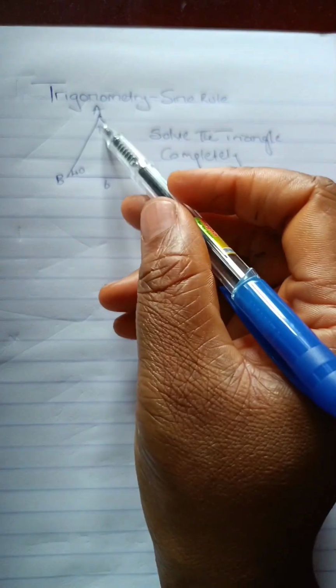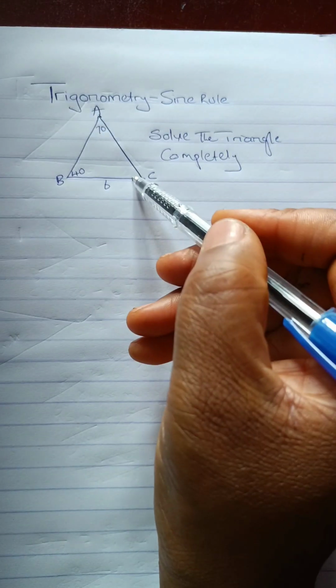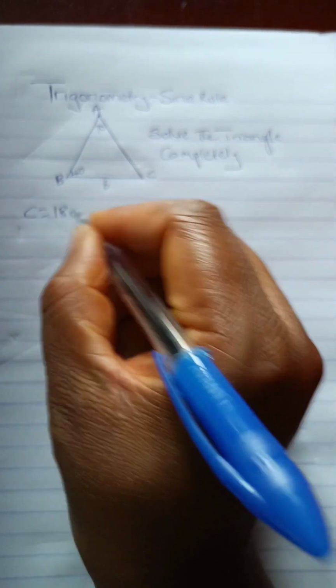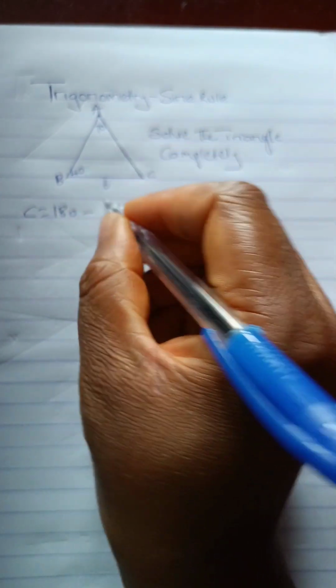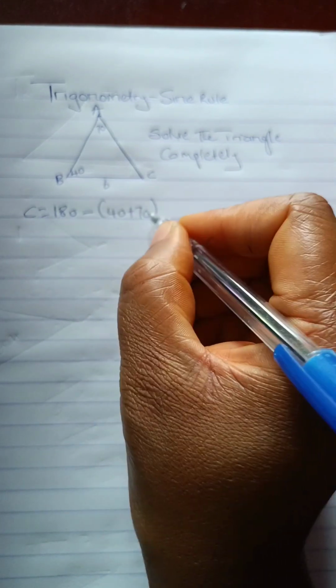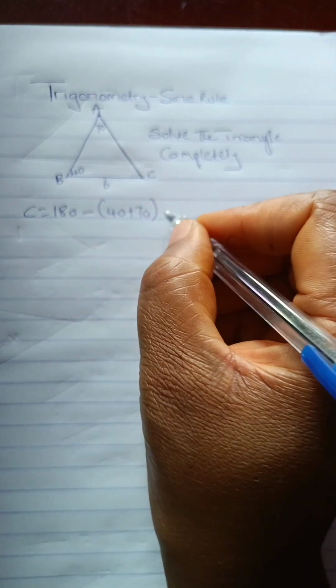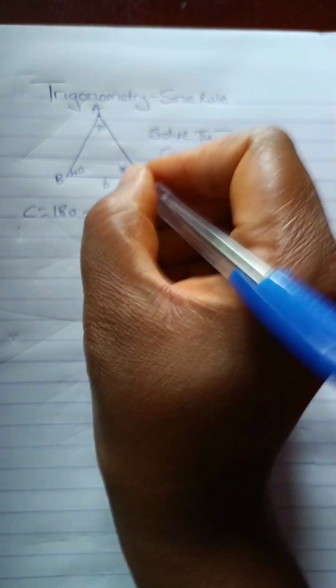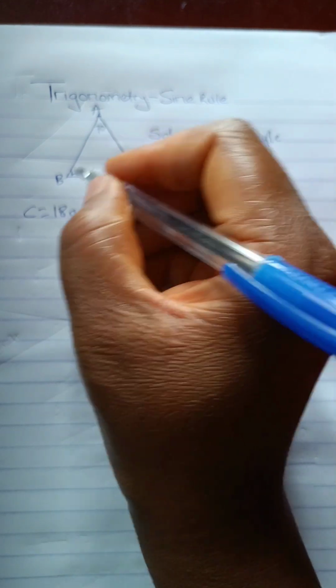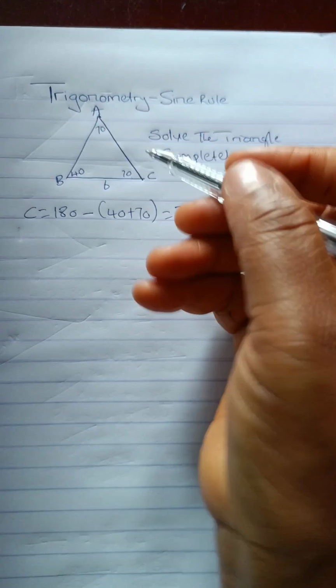So first, we have two angles. What do we do to get C? C is equal to 180 minus 40 plus 70. 40 plus 70 is 110. So 180 minus 110 is 70. So now we have our C as 70. 70, 70, 40. So now let's solve.